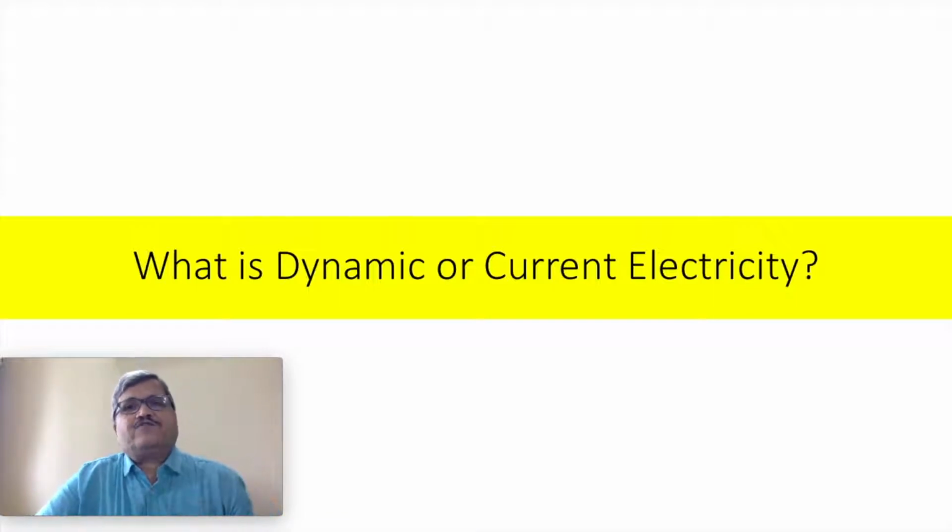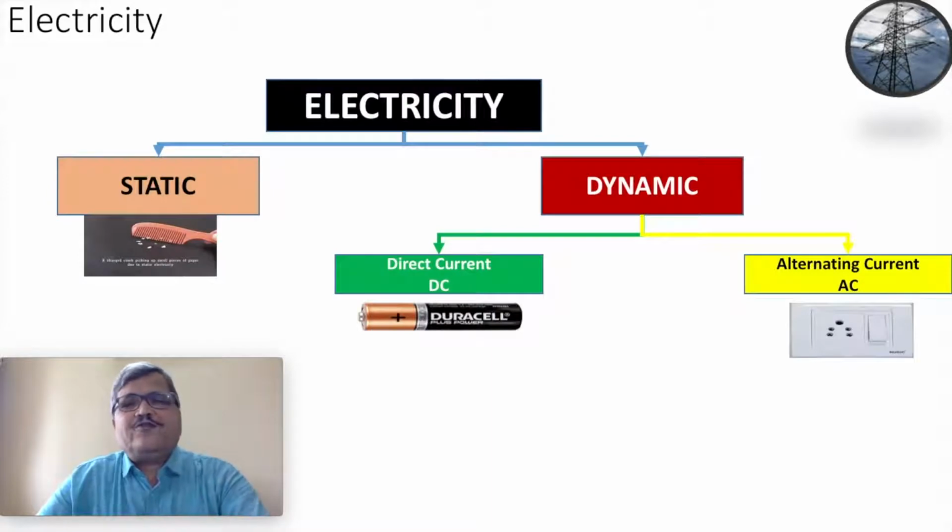In earlier parts, we have seen what is static electricity, which are the different types of electricity, what is the structure of atom, what is electron, what is proton, neutron, that we have seen. And today we will see what is dynamic electricity. So this slide you have seen already, what is static electricity and what is dynamic electricity.